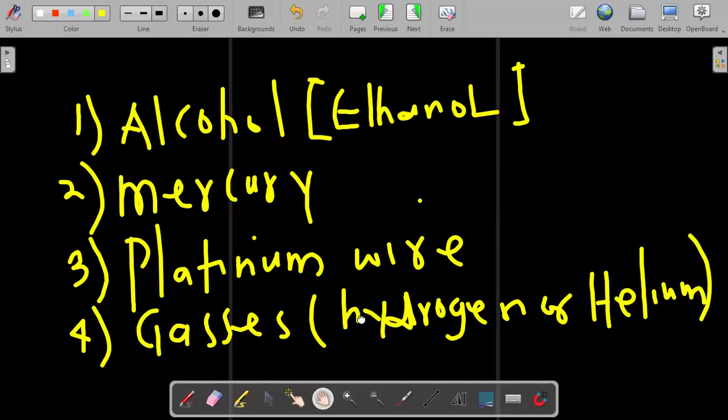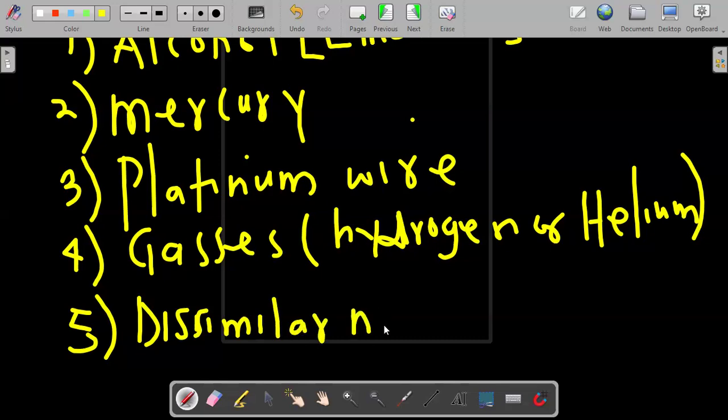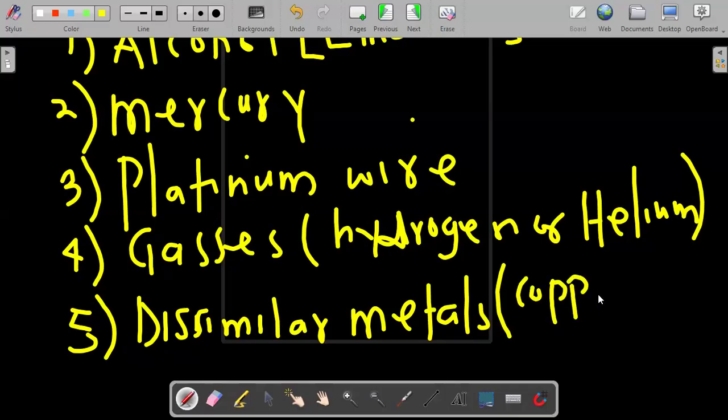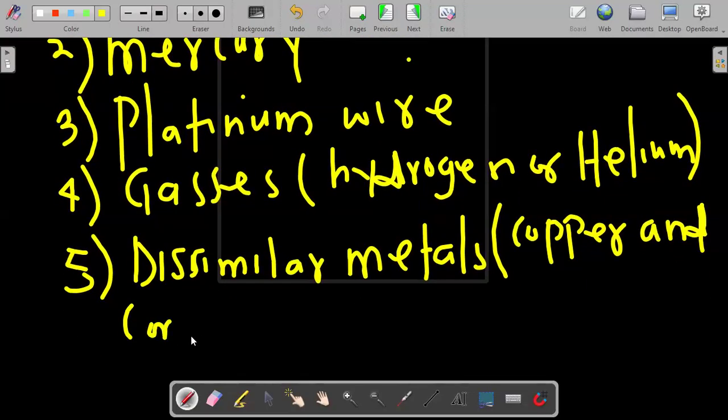Then number five, we have dissimilar wire, dissimilar metals, such as copper and constantan.